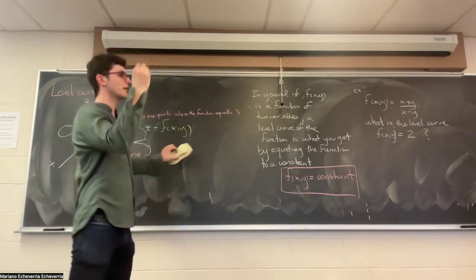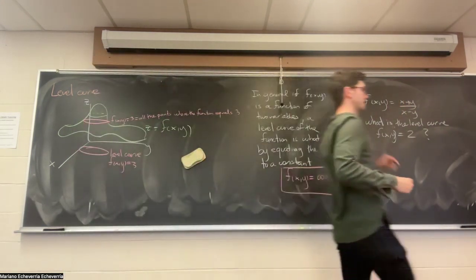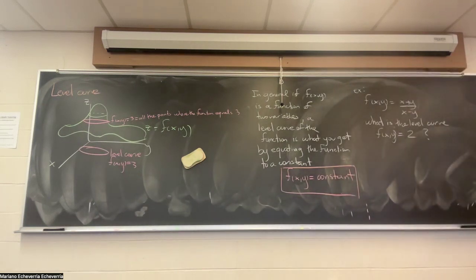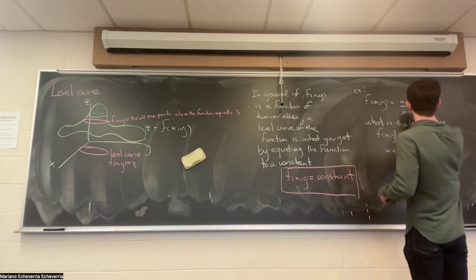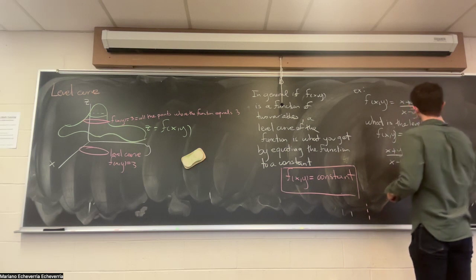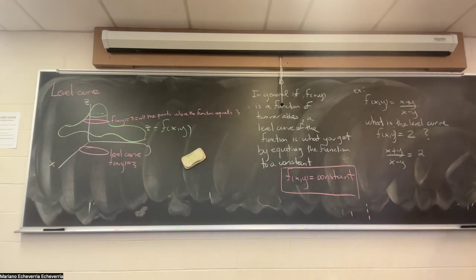So we're trying to find all the values of x and y, or other points x comma y, where the function takes the value 2. So what do you do? You essentially solve for that equation. You're trying to find when x plus y divided by x minus y equals 2, right? And that's the answer, but of course, the answer that way is not too illuminating. So you have to play a little bit with the equation first.